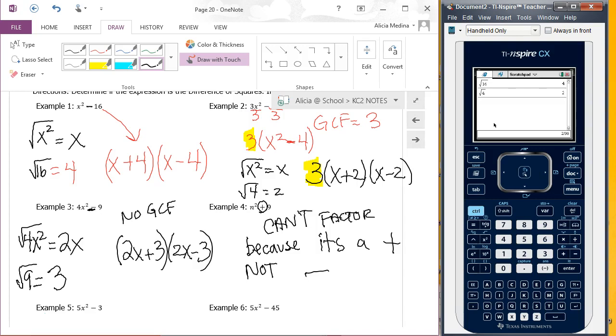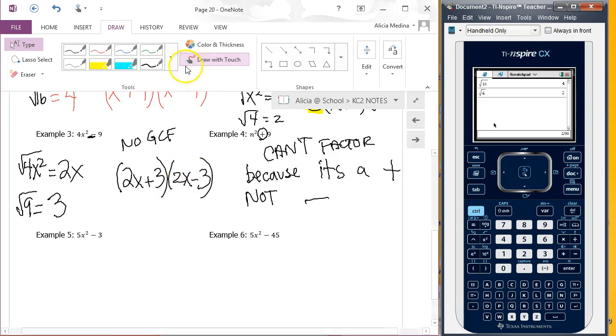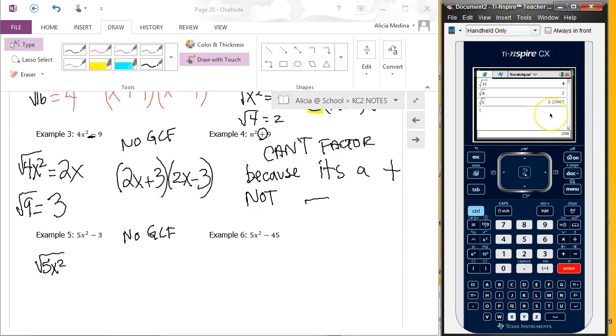Go ahead and scroll down to number 5. Example number 5, I have 5x squared minus 3. Well, I do see a coefficient of 5, but that isn't a GCF there. So I don't have any GCF because 5 does not divide 3, and neither of those numbers have anything in common. So when I take the square root of that first term, 5x squared, if I type 5 into my calculator, control x squared, I get a decimal, 2.23607. That's not a nice number. So what that tells me is that there is no square root of 5.